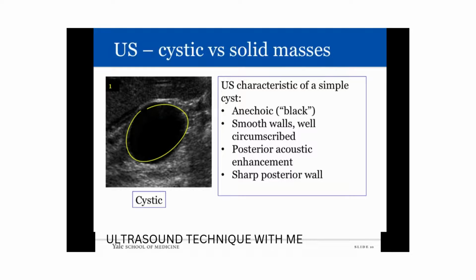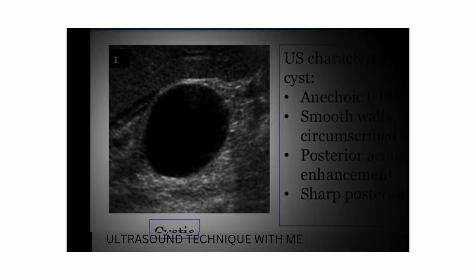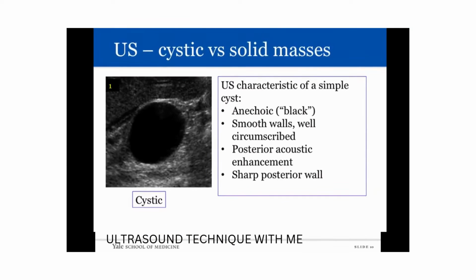The walls that we'll see will be extremely smooth, well circumscribed. You can trace them with a pencil. The soft tissues immediately behind the cyst will actually be brighter than the adjacent soft tissues. And that's this idea of posterior acoustic enhancement. Because if you have sound waves going through this simple cystic structure with nothing going back, they'll go out the backside of it relatively unperturbed, as opposed to the adjacent soft tissues where some of the sound waves will go through and some of them will go back. So the signal coming from there will be less than the signal coming from immediately behind this simple cyst. The wall posteriorly will be extremely sharp as well.